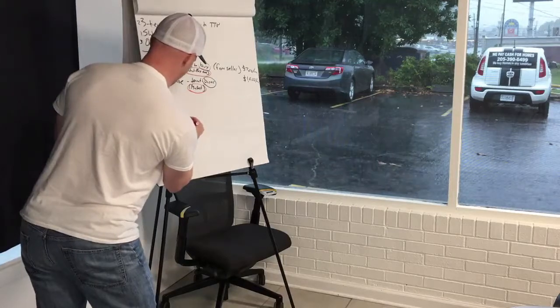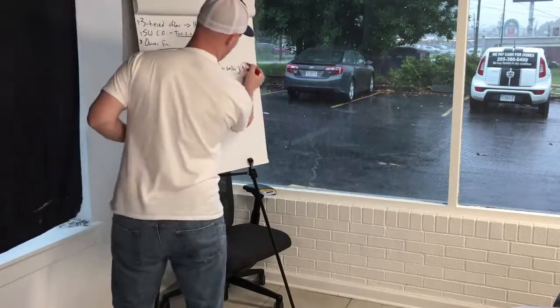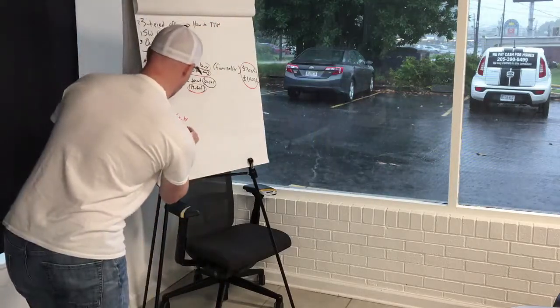So there are 3 different profit centers. One is the equity. Number 2 is the extra monthly cash flow.